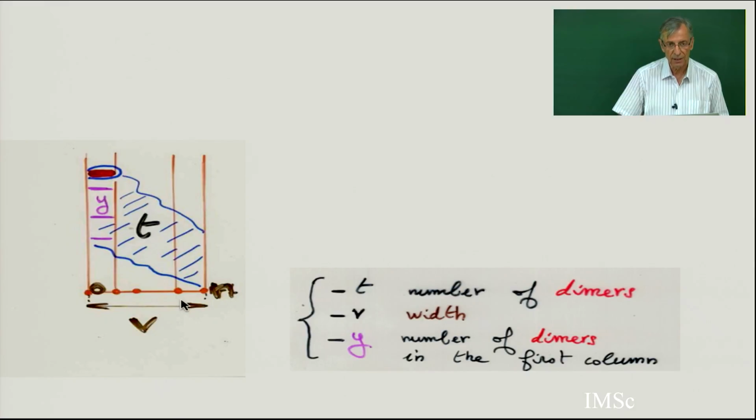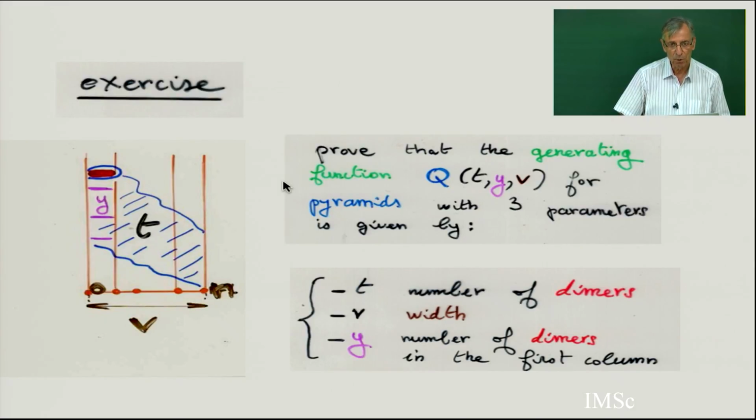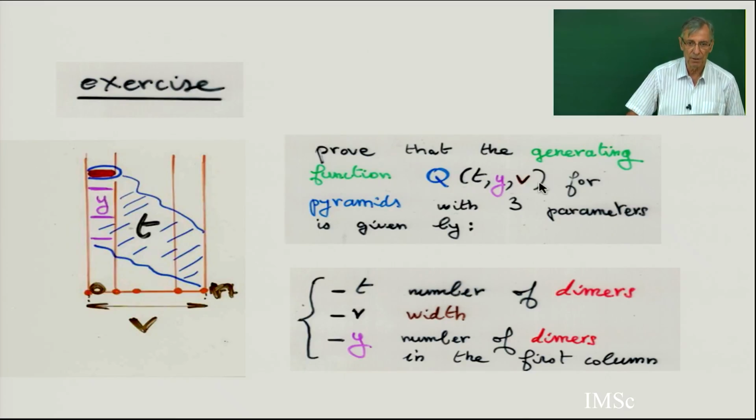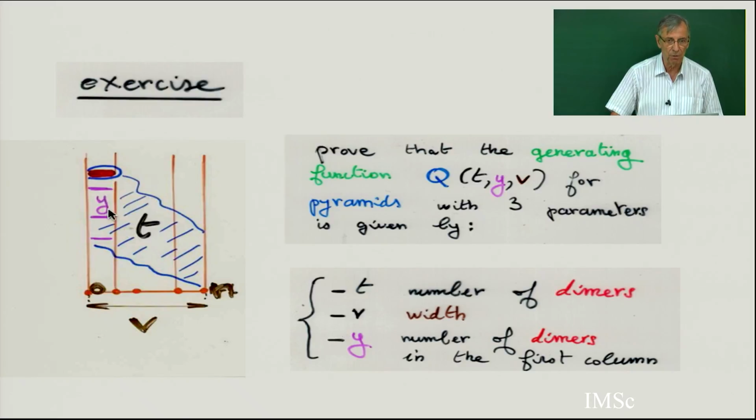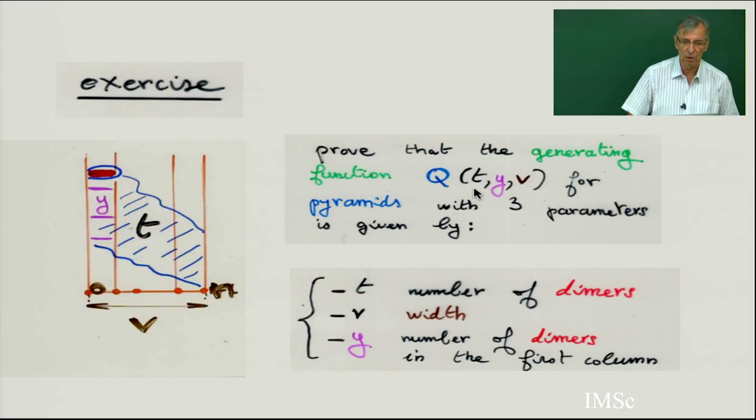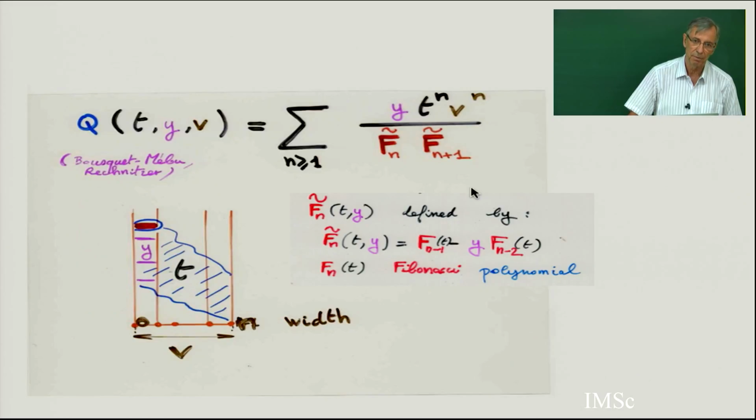And so, exercise: prove the generating function, first with only 3 variables, because this was already known. The generating function Q of t, y, and v with only 3 parameters, where t is the number of dimers, v is the width, y is the number of dimers touching the first column. So the generating function for this 3-variable pyramid, which gives you the Lorentzian triangulation with 3 parameters, is given by this very simple generating function.